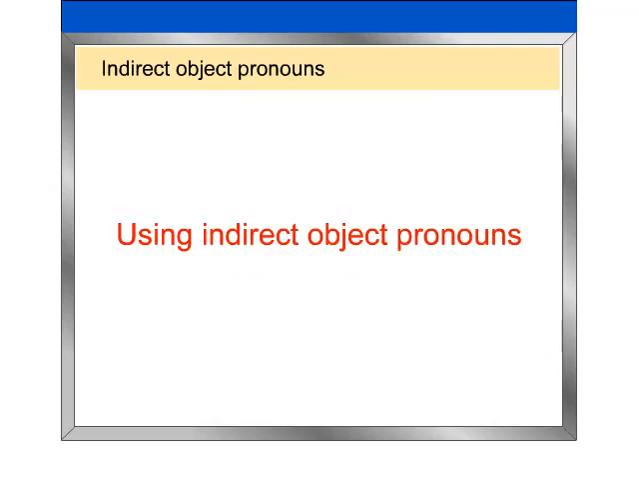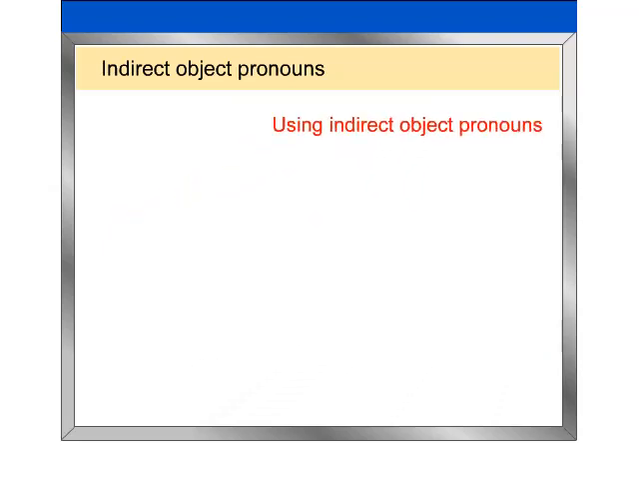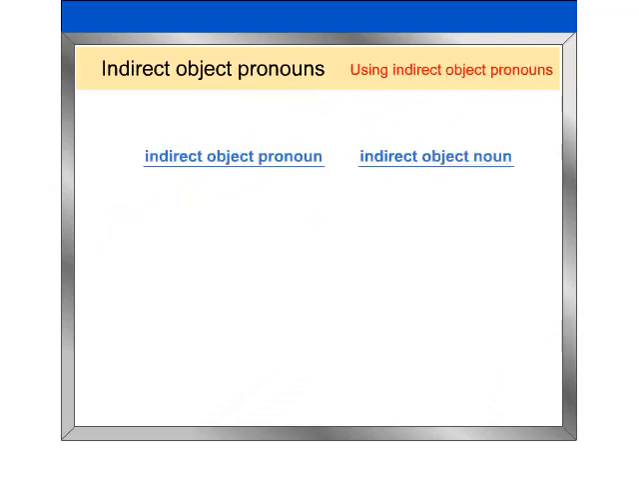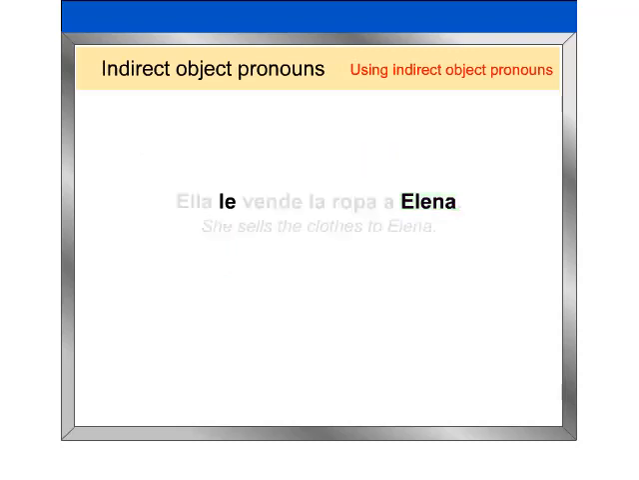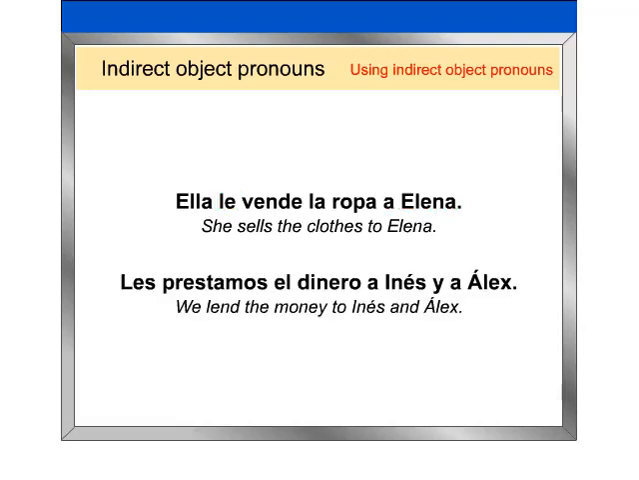Using indirect object pronouns. Note that Spanish speakers commonly use both an indirect object pronoun and the indirect object noun to which it refers in the same sentence. This is done to emphasize and clarify to whom the pronoun refers. For example, ella le vende la ropa a Elena. Les prestamos el dinero a Inés y a Alex.